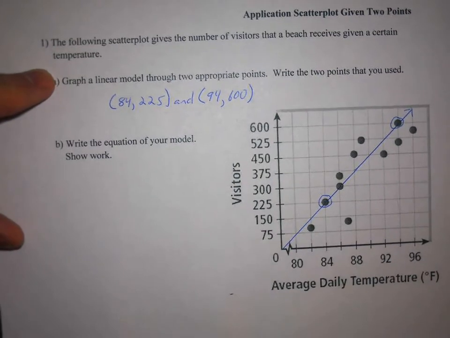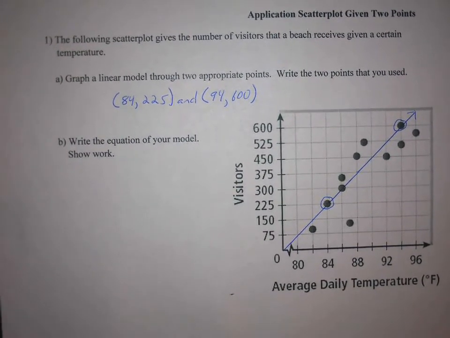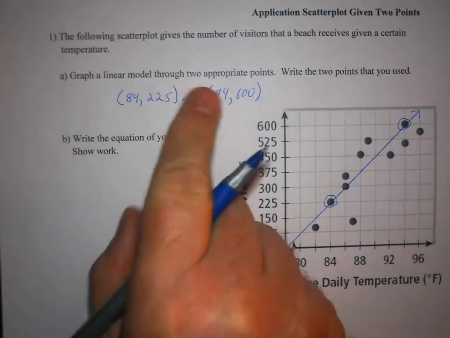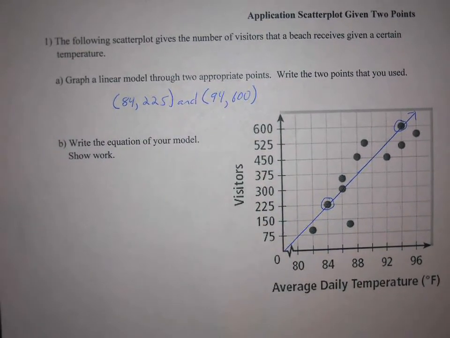Okay, so now all this boils down to at this point is write the equation of the linear model through these 2 points. And that is something that you've done in the past. If I said write the equation of a line through the points 2, 7 and -3, 8, we should all be able to do that at this point.